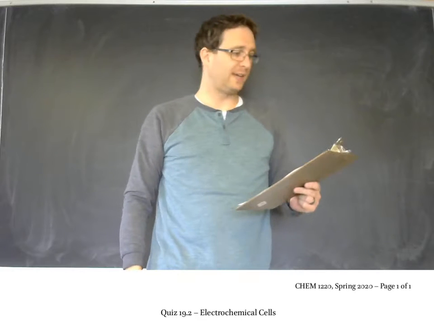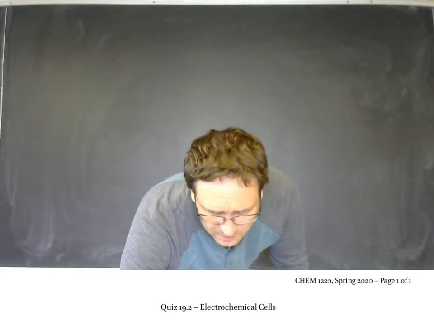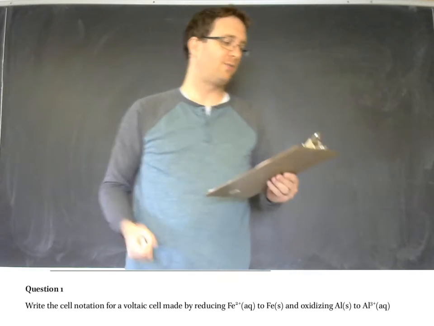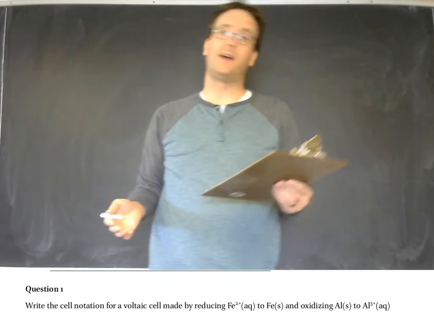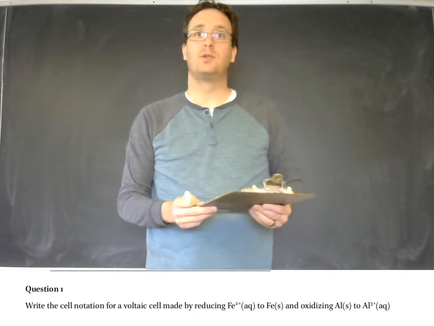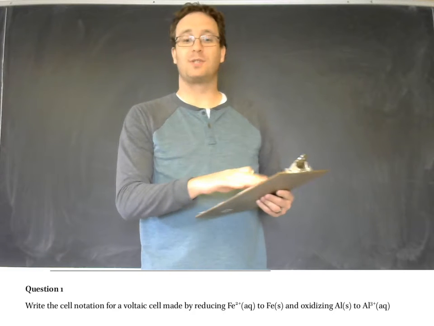Okay, quiz 19.2, electrochemical cells. Let's look at question 1. Write the cell notation for a voltaic cell made by reducing iron 2+ ions to iron solid and oxidizing aluminum to aluminum 3+ ions. And so I wrote those in kind of the opposite order.